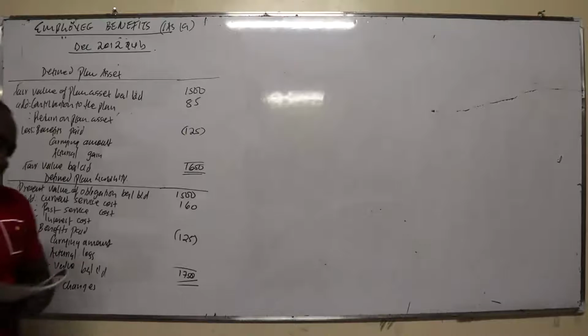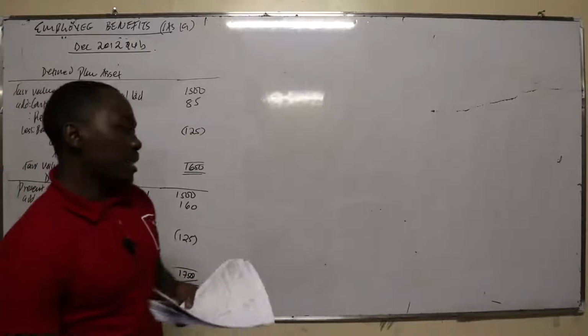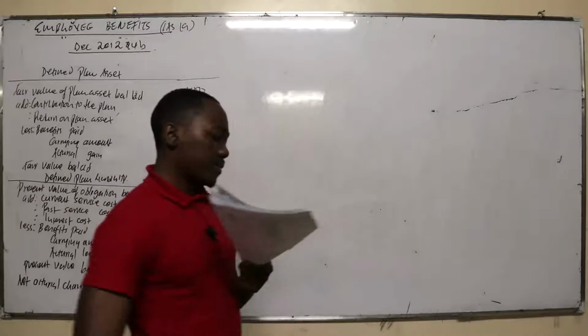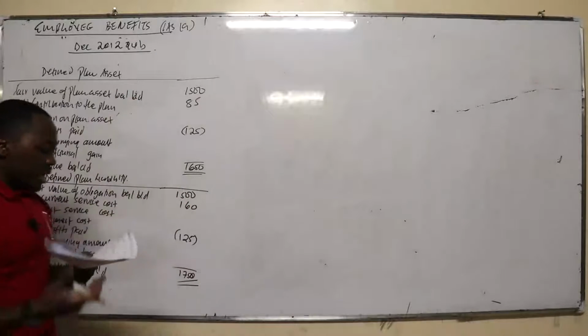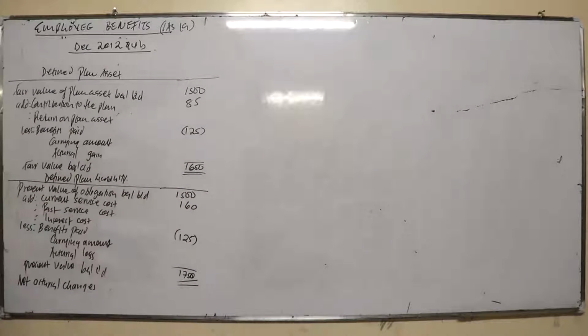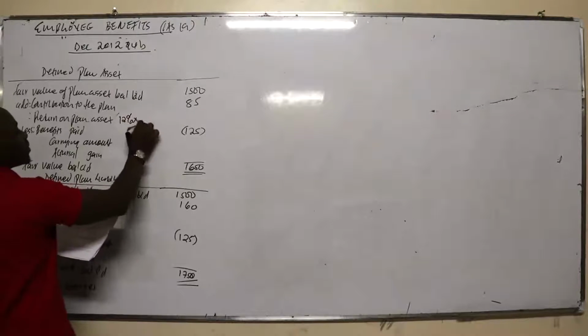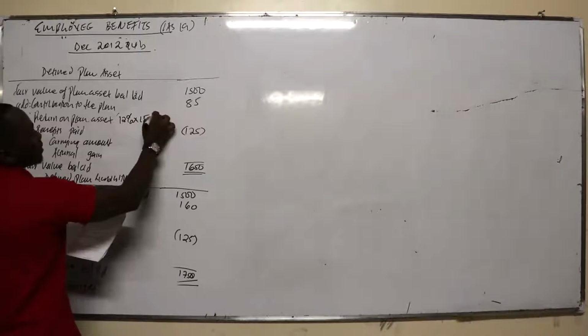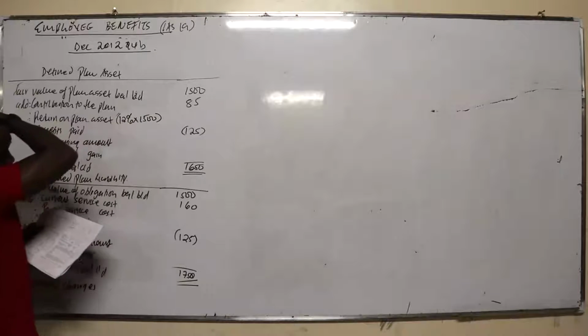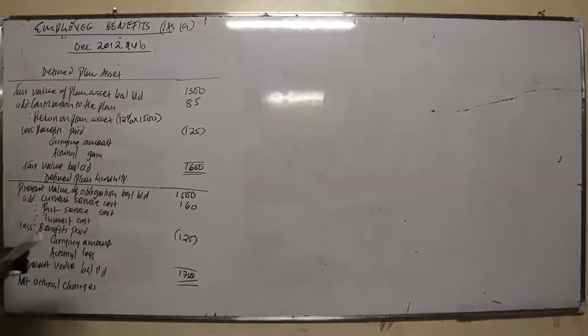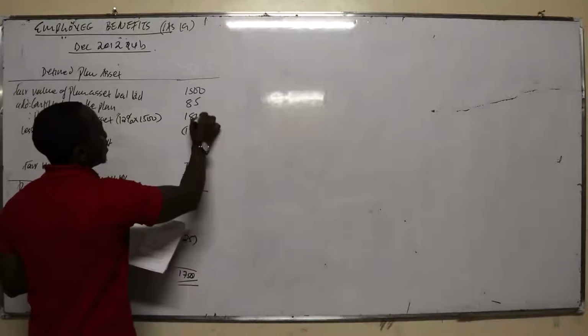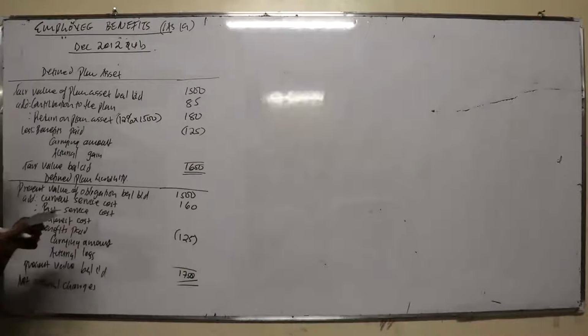Then we have net cumulative unrecognized gain. That one does not affect this. Additional information: the expected return on plan asset as at 1st October 2011 was 12%. So return on plan asset is 12%. You take 12% of the balance brought down, 1500, and you get 180.